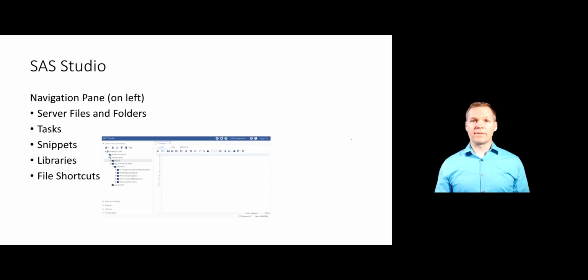We saw over on the left that there were a lot of different navigation panes that could be useful for us. So we saw the server files and folders that allowed us to see what files we had access to and what folders we've created, what folders we have shared with us. We also saw the libraries section as where our data is stored. And so that's going to be really useful for us to know, and it's really nice in SAS Studio that we have a nice visual of that over on the left.